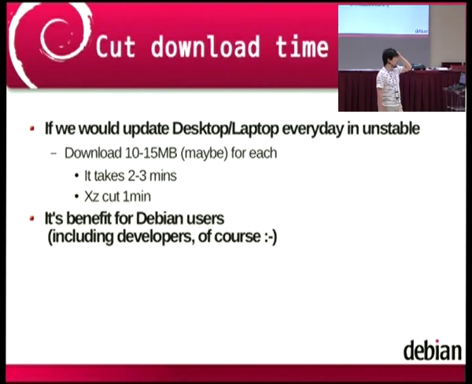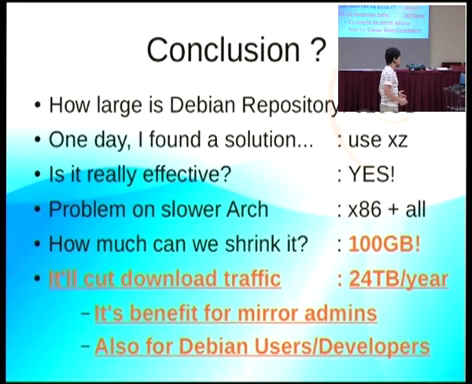So if you want to build a huge package in Nicaragua, it's cool, you should wait a lot of time to download. So XZ can cut the download time. It's a benefit for Debian users, and of course Debian developers, package maintainers also. So the size is almost 600 gigabytes, and if we use XZ, we can shrink that.